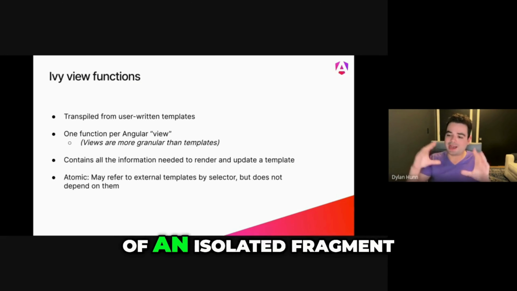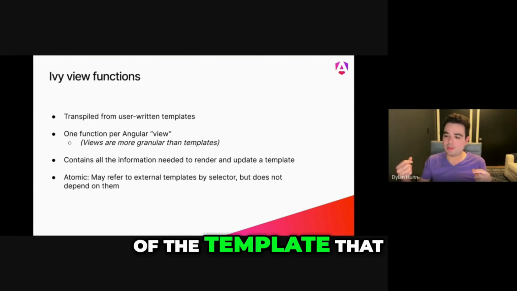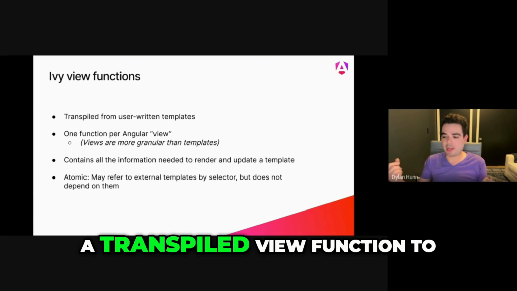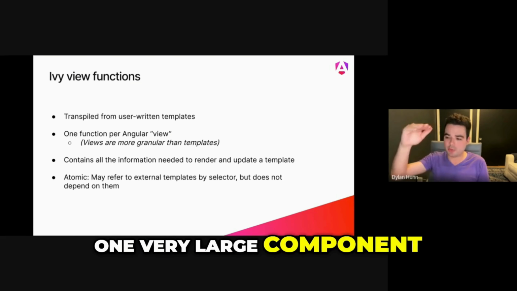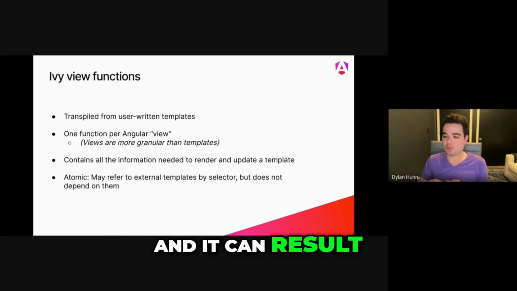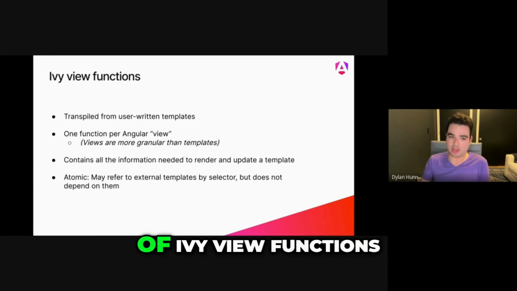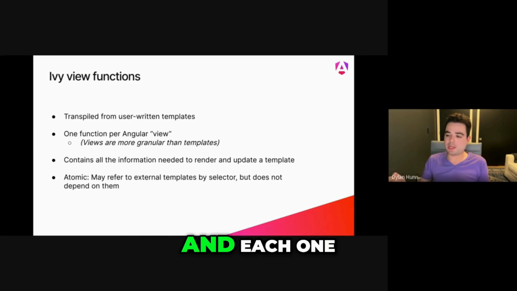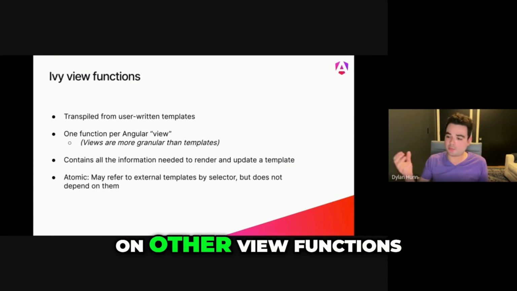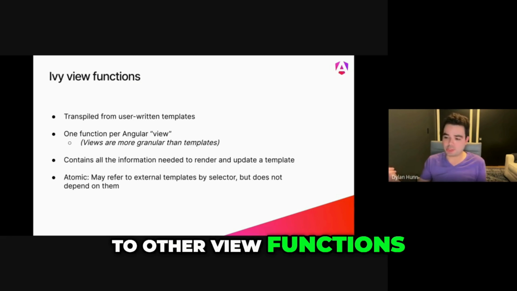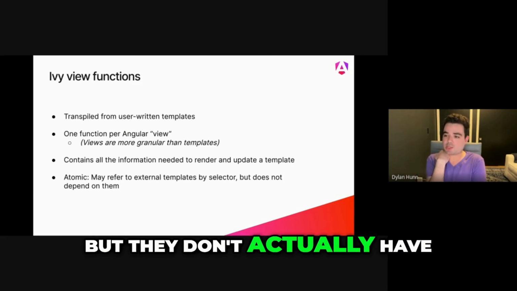So that's an isolated fragment of the template that we produce a transpiled view function to create and update. You could write one very large component with a ton of ngifs, and it can result in dozens or even hundreds of IV view functions. Each one of these is basically atomic. They don't depend on other view functions. They can refer to other view functions by selector, but they don't actually have to import them.